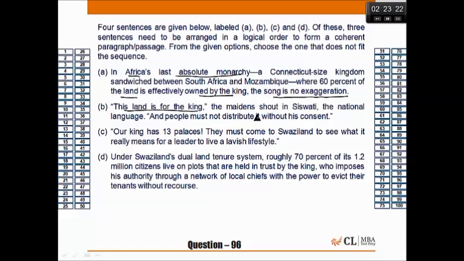The maidens shout in Siswati, I know, the national language. And people must not distribute it. Okay, land. Our king has 13 palaces. They must come to Swaziland to see the lavish lifestyle. Under the Swazi dual land tenure system, roughly 70% of his 1.2 million live in plots, to impose authority through a network of local chiefs. Land, and something else. King has palace. Okay, this seems to be out of place. C. Okay.